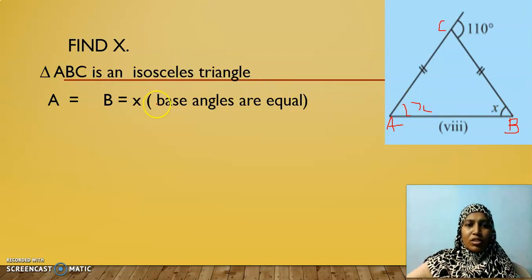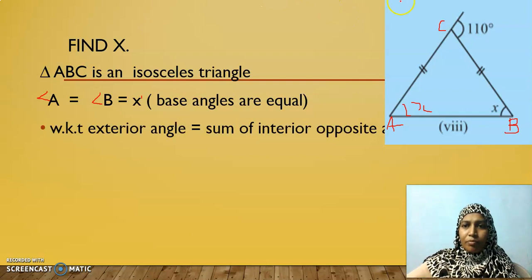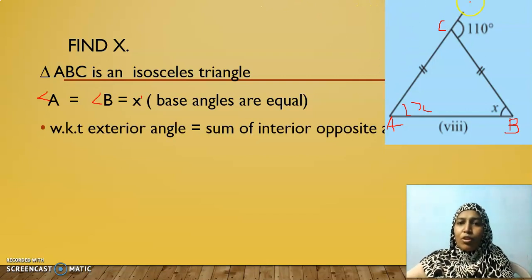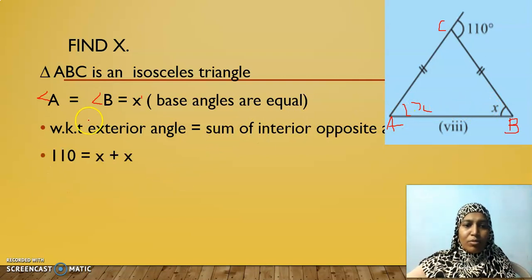Triangle ABC is an isosceles triangle. Angle A is equal to angle B is equal to x degree. We don't know what is x. Now, we know by exterior angle property. We know exterior angle property, no? This exterior angle is equal to the sum of interior opposite angles. With that property, I have written 110 is equal to x plus x.